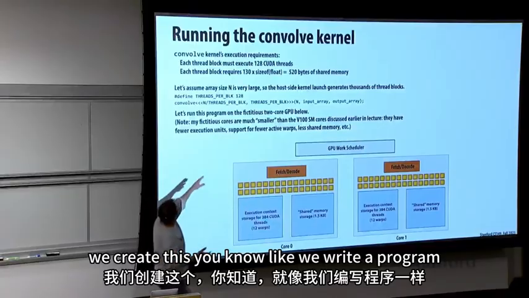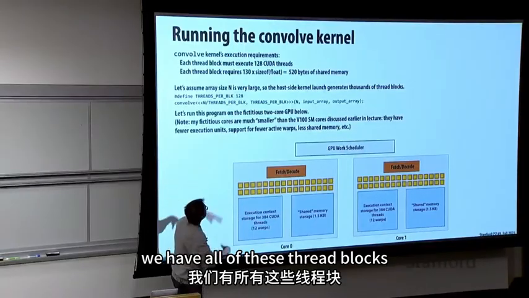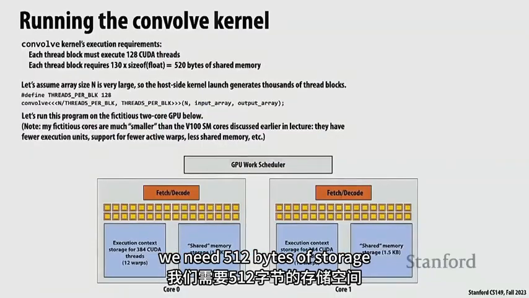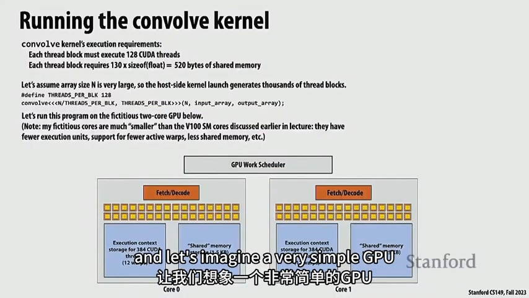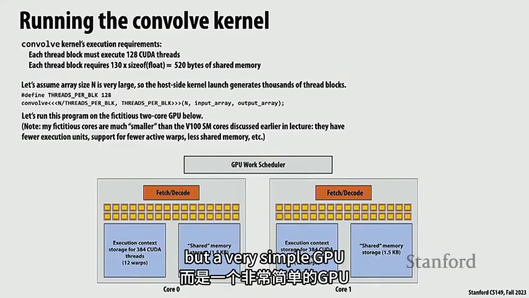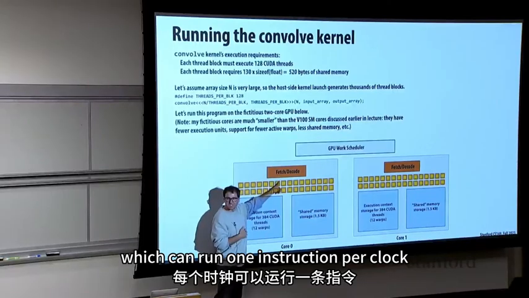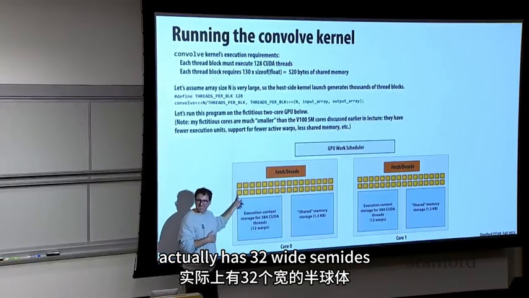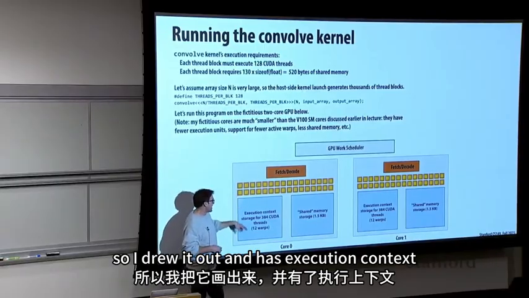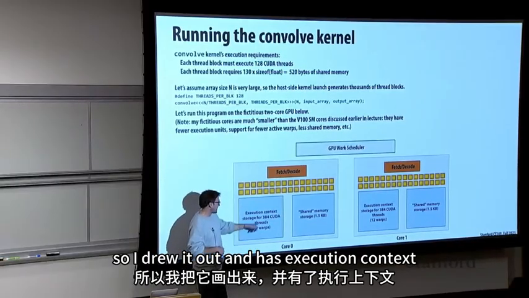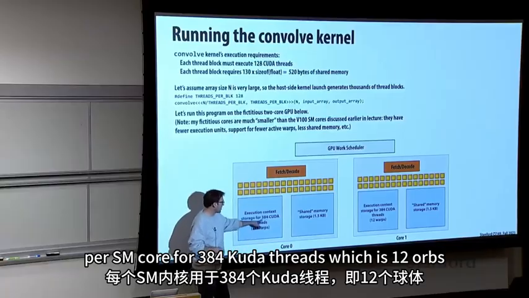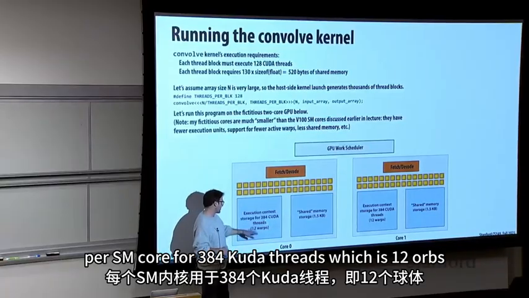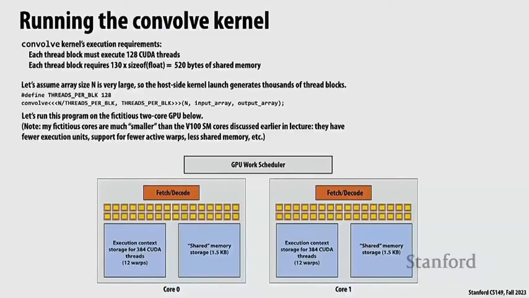We write a program. We have all of these thread blocks. We need 512 bytes of storage. And let's imagine a very simple GPU. Not the thing I just showed you, but a very simple GPU, which can run one instruction per clock, has 32 wide SIMDs, and has execution context per SM core for 384 CUDA threads, which is 12 warps. Okay.